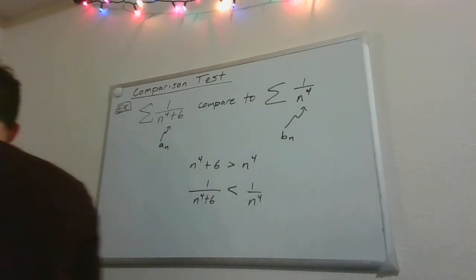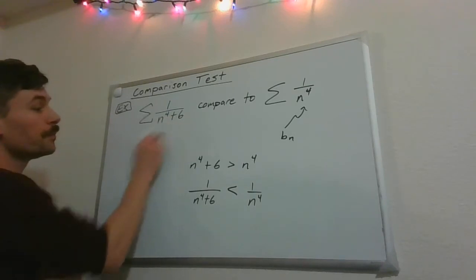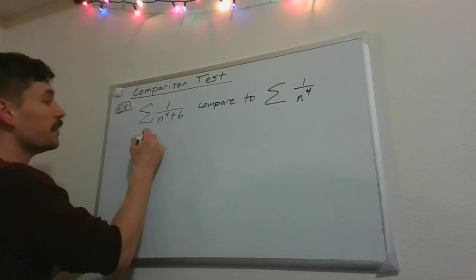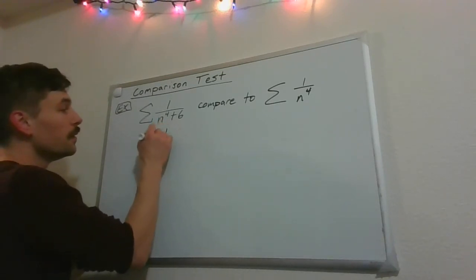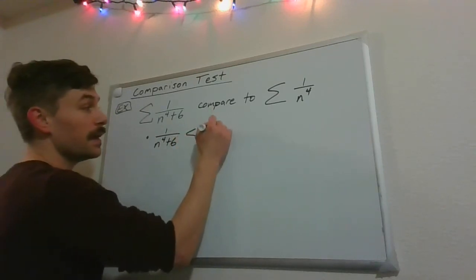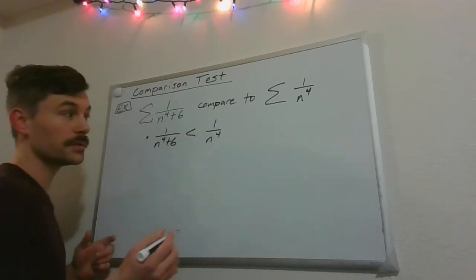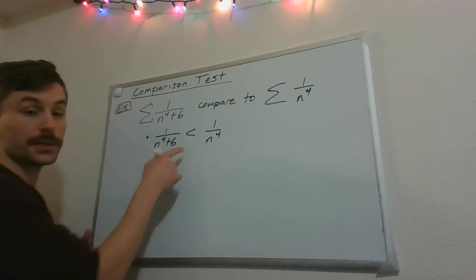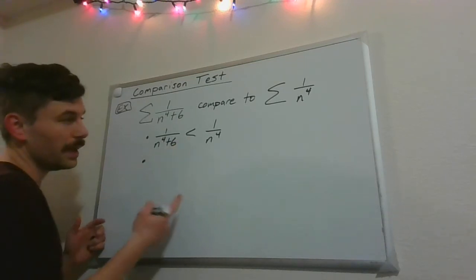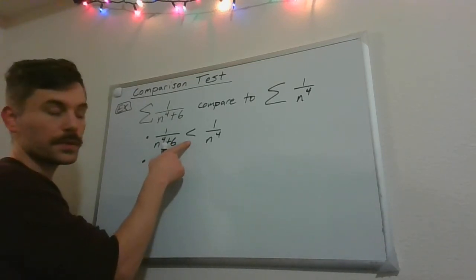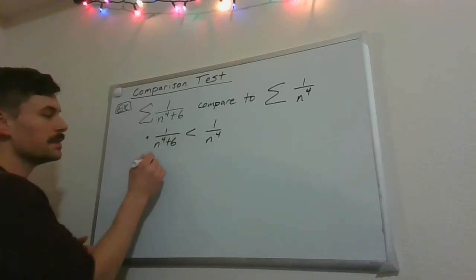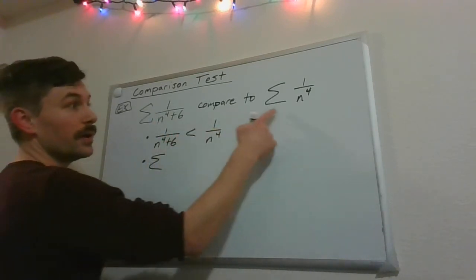So let me just clean this up a little bit. So let's go through our facts. So first of all, 1 over n to the 4th plus 6, that's less than 1 over n to the 4th. So that's the first part, is just establishing a strict inequality. In theory, you could also say less than or equal to, but this is definitely the case. It's strictly less than.